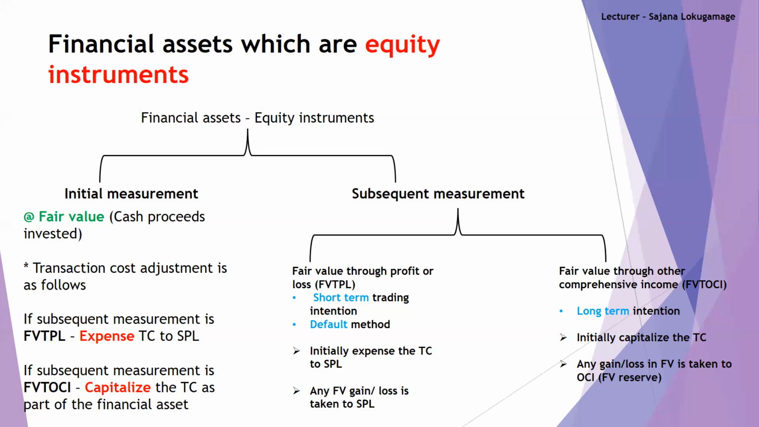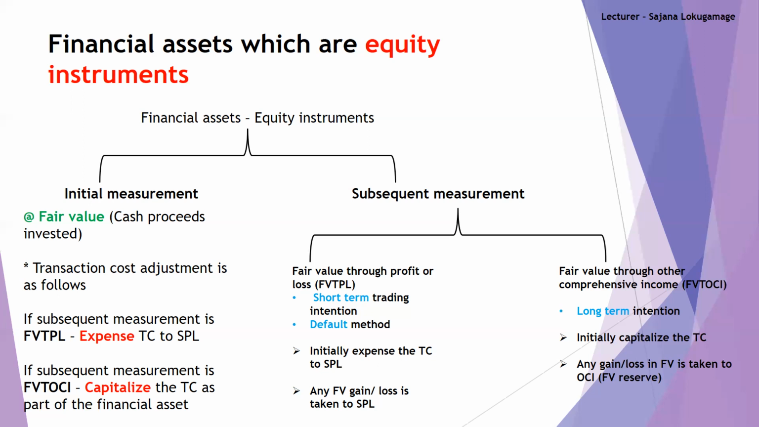If subsequent measurement is FVTPL, fair value to profit or loss, at the initial stage you have to expense the transaction cost to the statement of profit or loss. If subsequent measurement is fair value to other comprehensive income, FVTOCI, at the initial step you have to capitalize the transaction cost as part of the asset. So that is how you do the adjustments.